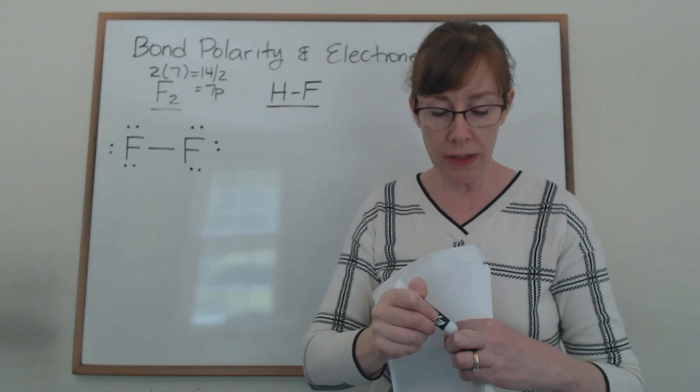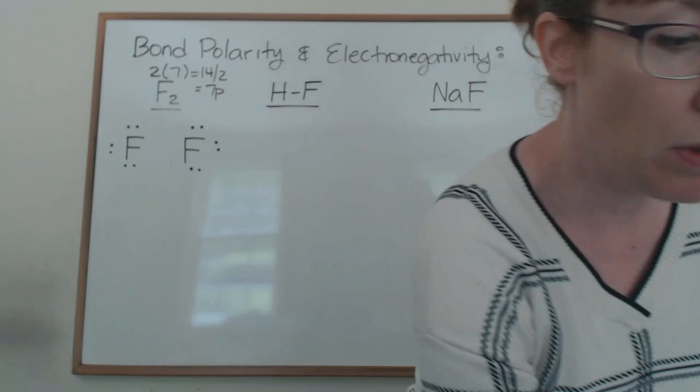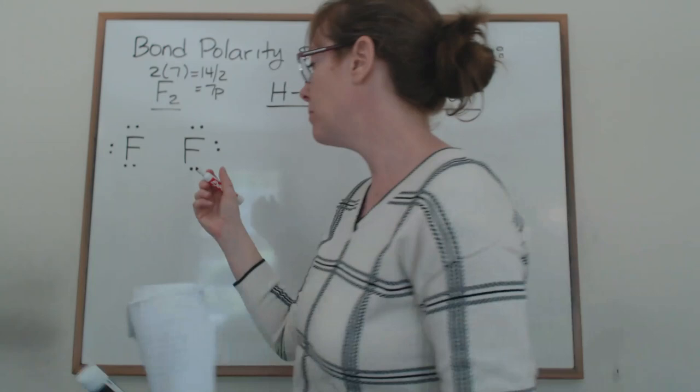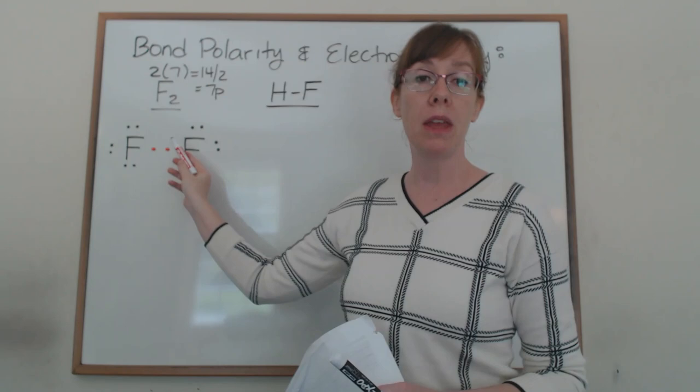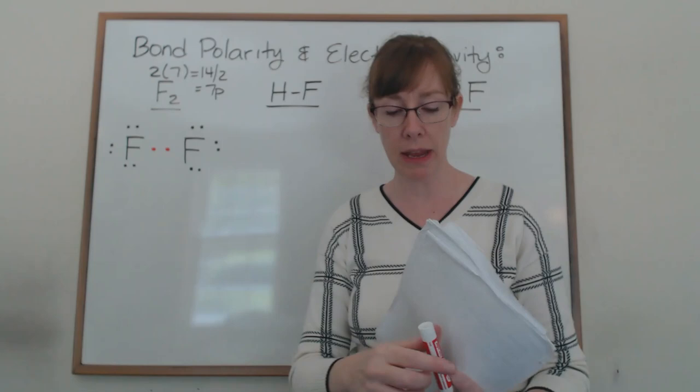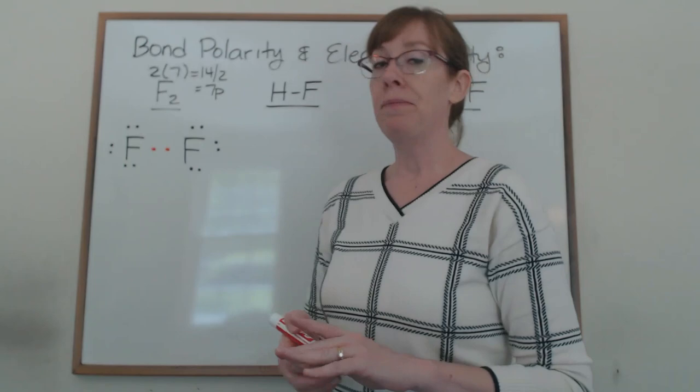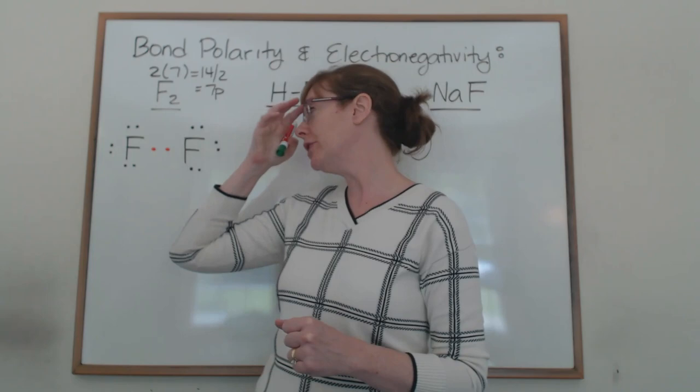Now, for this explanation, instead of using the dash to indicate the shared pair of electrons, let me go back and put dots, even though we don't usually do that. But for what I'm about to explain, I'd like to remind everybody that the dash represents two shared electrons in the internuclear space. All right, so let's stay on this molecule for a minute. The question I'm about to pose is very logical. What I want to ask is which atom, this fluorine or this fluorine, pulls on those electrons harder?